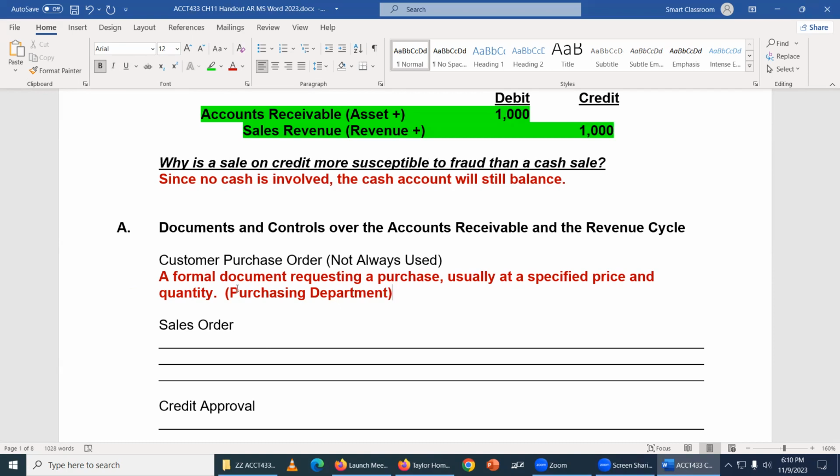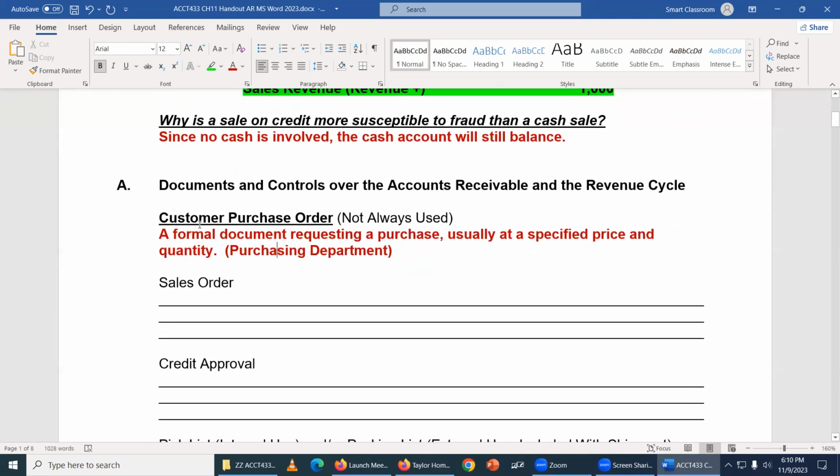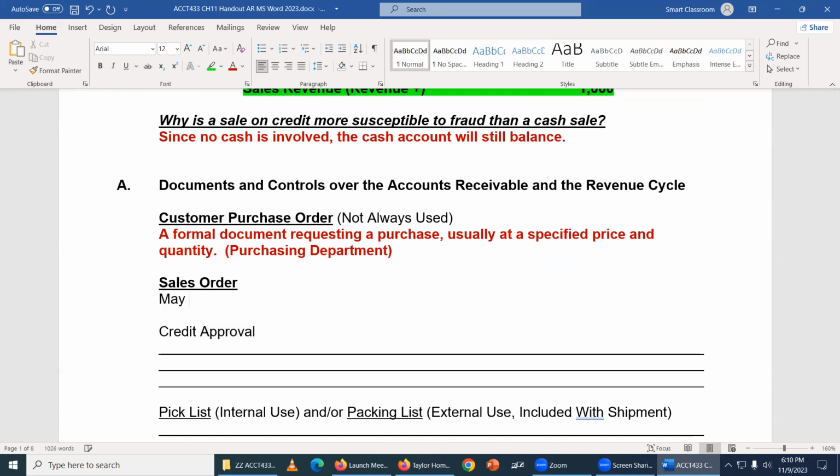Not all sales do that. If you go into Walmart and buy something, you didn't make a purchase order. So it may or may not be there, but if it's a company that usually deals in them, you're going to look for the customer's purchase order, and that's proof that the customer wanted whatever they're purchasing. Sales order. May be based on the purchase order. Will be generated by the sales department.